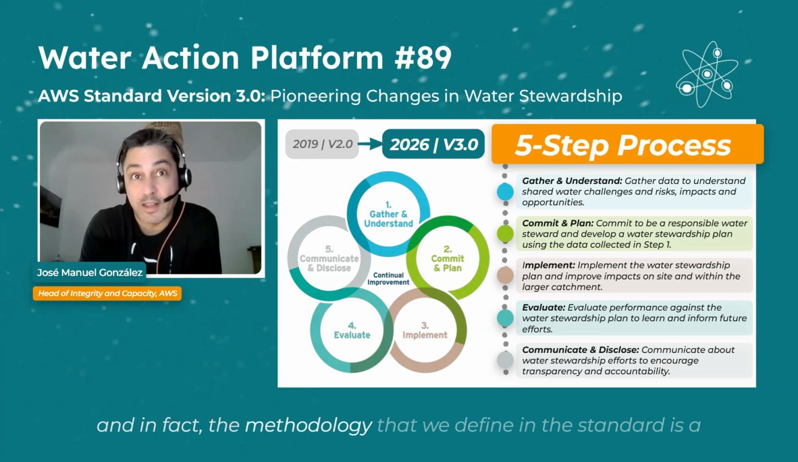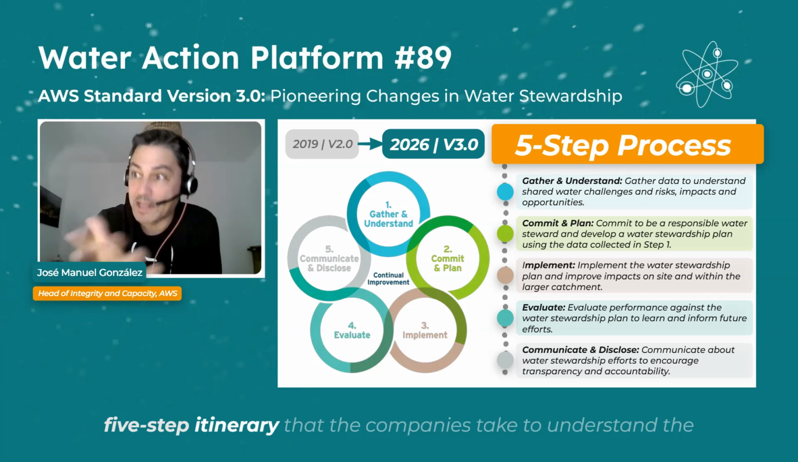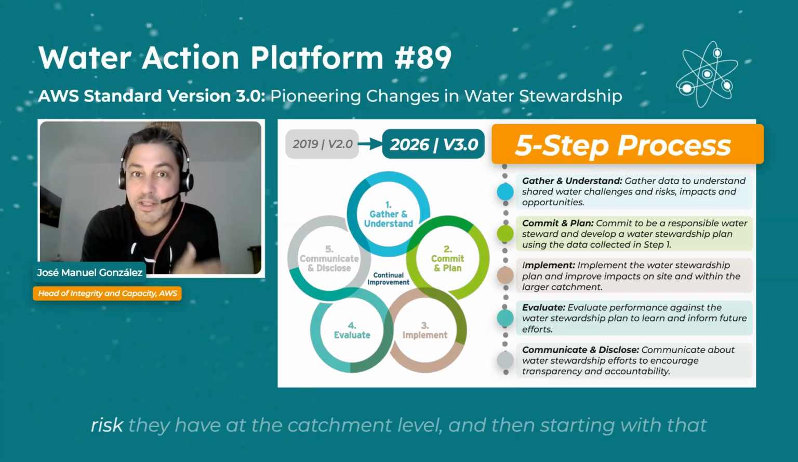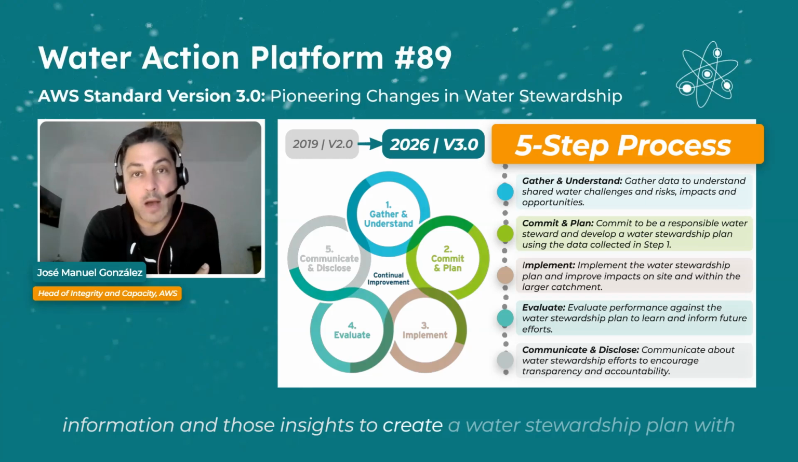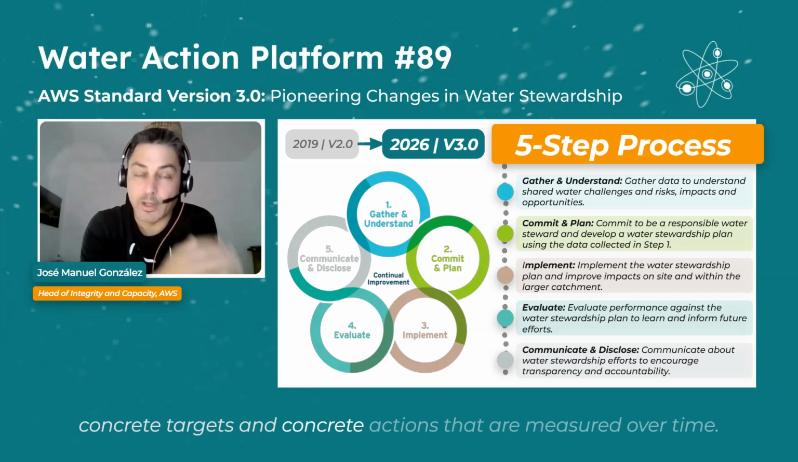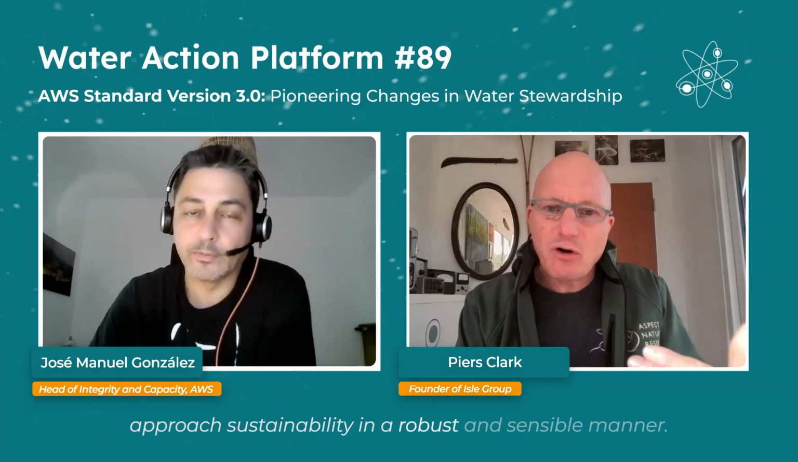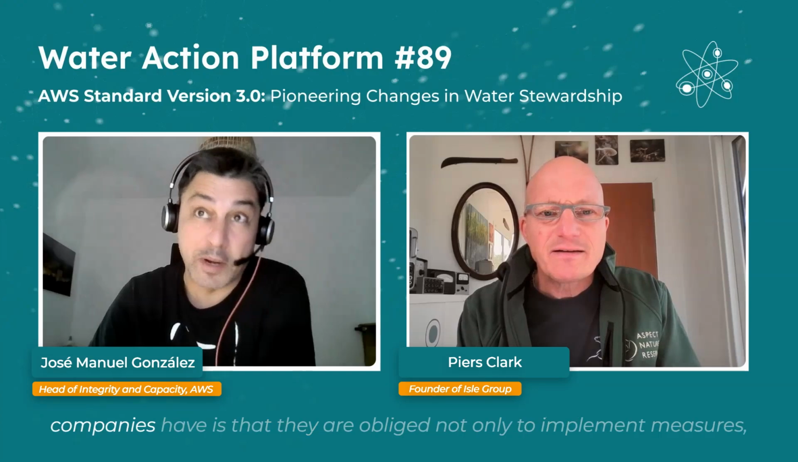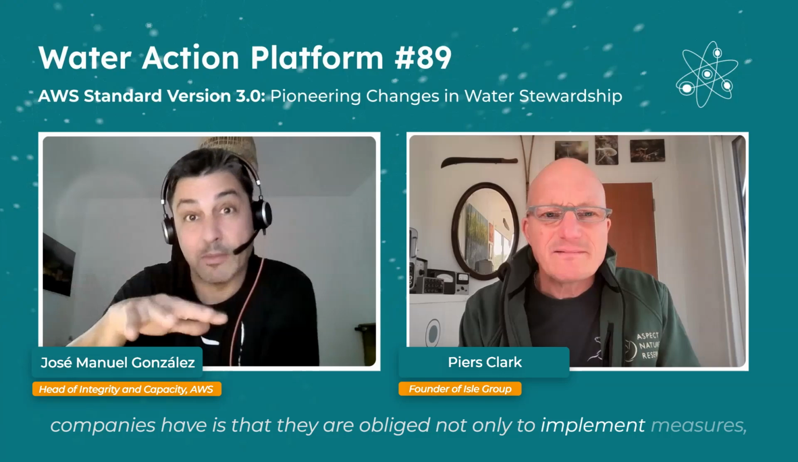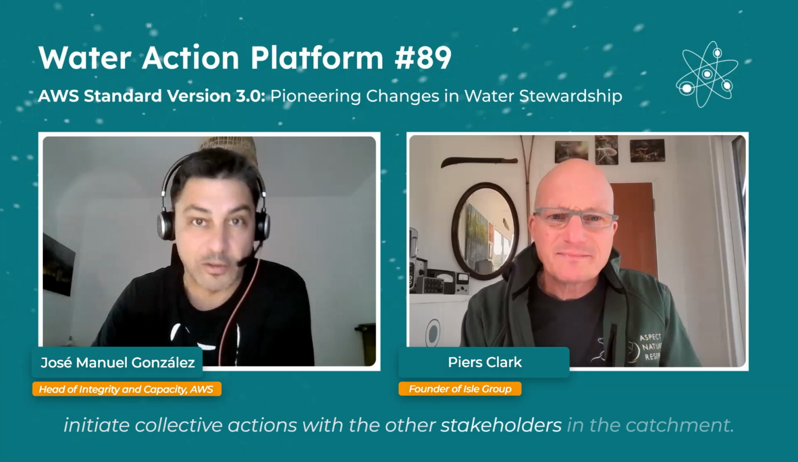And in fact, the methodology that we define in the standard is a 5-step itinerary that the companies take to understand the risk they have at the catchment level, and then, starting with that information and those insights, to create a water stewardship plan with concrete targets and concrete actions that are measured over time. Okay, so it's an update on something that was 7 years ago, and it's to help utilities and people who work in the water sector approach sustainability in a robust and sensible manner. Exactly. The main thing is that it's voluntary, and the main challenge that companies have is that they are obliged not only to implement measures within the fences of the facility, but also to go outside and initiate collective actions with the other stakeholders in the catchment.